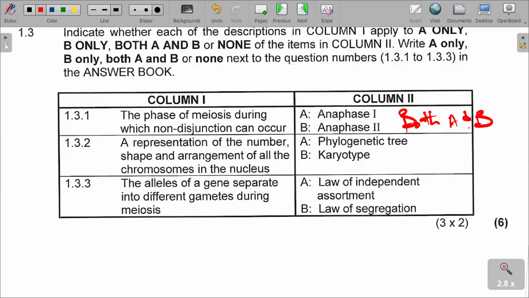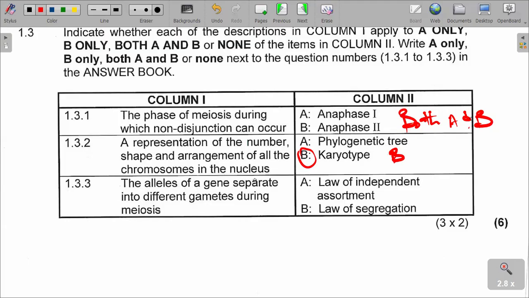And then we have a representation of the number, shape, and arrangement of all the chromosomes in the nucleus. We say that is karyotype. Karyotyping, it is B only. The phylogenetic tree is a diagram that shows evolutionary trends or evolutionary relationships.